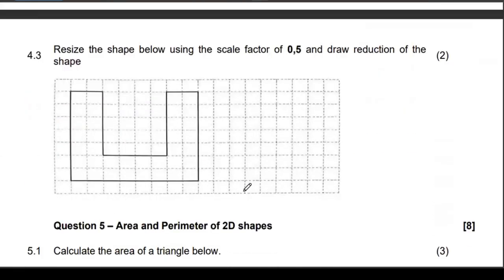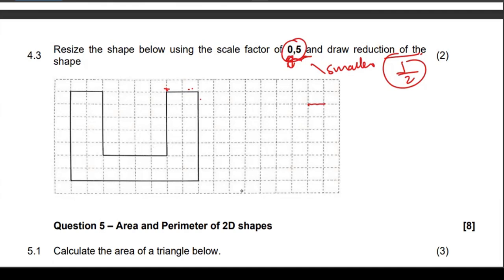And then 4.3, they want us to resize the shape below using a scale factor of 0.5, and then they want us to draw the reduction. So resizing is more like decreasing or reshaping something. Now, if the scale factor is less than 1, meaning that the final shape is going to be smaller. Okay, 0.5 is just the same as a half, meaning that the distances we have to divide them by 2. Where we have 2 blocks here, we're going to end up having just 1 block.